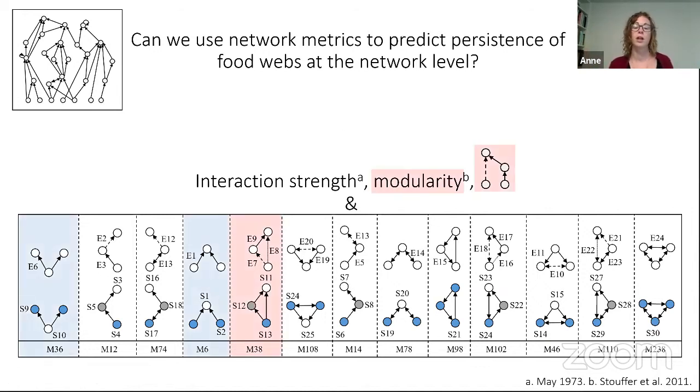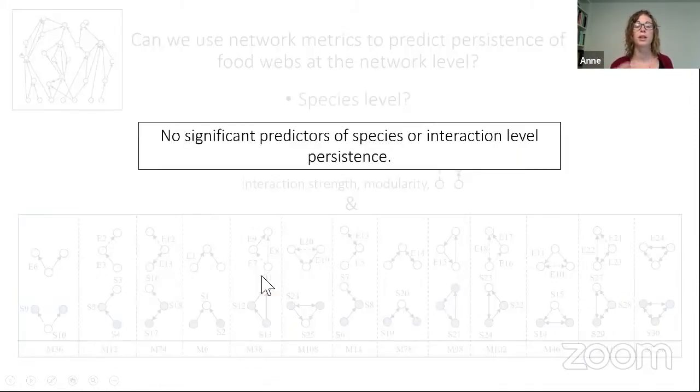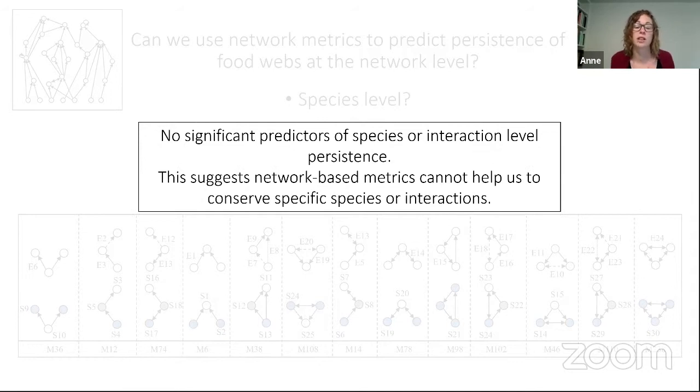So at the network level, we saw that modularity, multi-resource omnivory, and omnivory, the classic trophic omnivory, all contributed positively to network persistence. And these 2 types of competition, apparent and exploitative competition, contributed negatively. The rest didn't really show any strong patterns. But when we look at the species and the interaction level, we actually see no significant predictors of species or interaction level persistence, which suggests that network-based metrics cannot help us to conserve specific species or interactions.